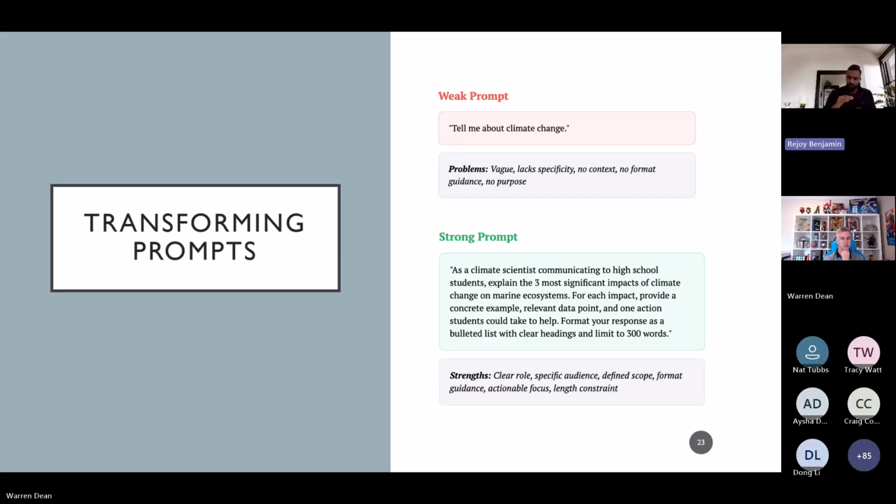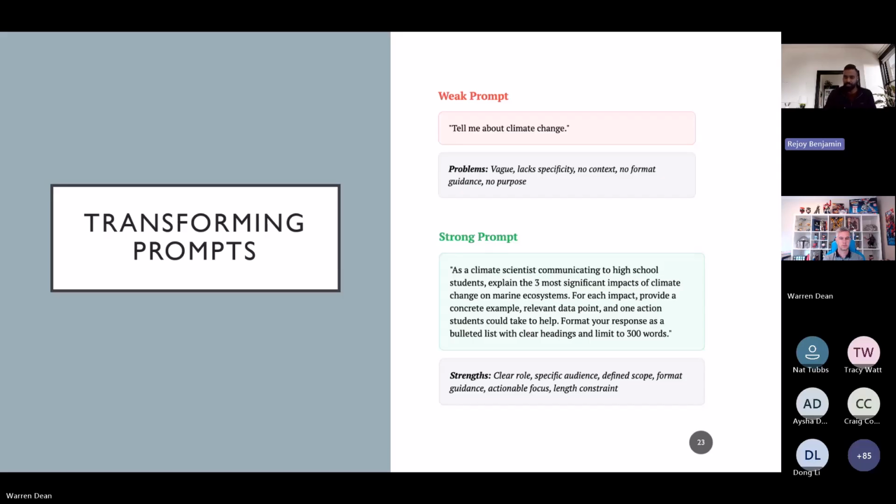But if you look at a strong prompt, what it should be, you've got: as a climate scientist communicating to high school students. Over there, you are giving it the role. You're also giving it the audience. And you're then saying, explain the 3 most significant impacts of climate change on marine ecosystems. So over here, it's going to give you a very specific outcome as opposed to just talking about climate change. And you can see towards the end, we're saying format your response as a bulleted list with clear headings and limit to 300 words. The good thing with that prompt is it is very strong because it is so detailed into exactly what you want it to do. And that is why that is such a strong prompt.